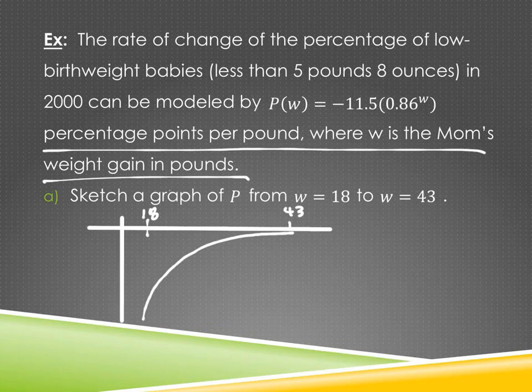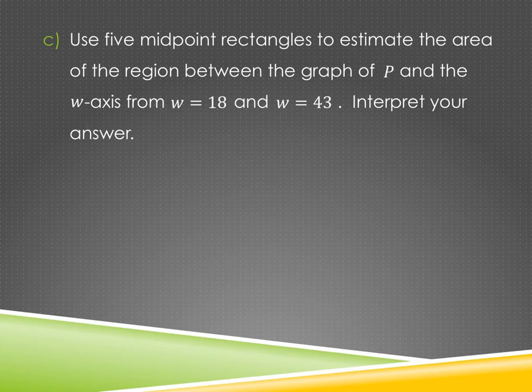So the first thing we have to do is figure out where we're going to draw the lines for these rectangles. How far is it from 18 to 43? 25. And I want to make how many rectangles? 5. So how wide is each rectangle going to be? 5. In some sense, this is what we did. Our delta x, I'll give you a formula for it if you'd like, is b minus a over n. B and a are the endpoints. N is the number of rectangles.